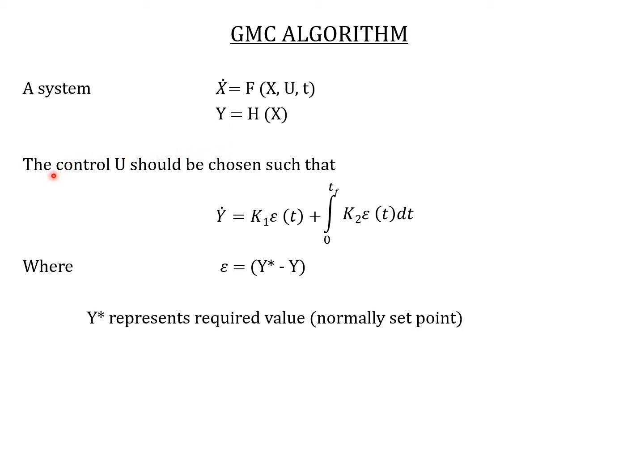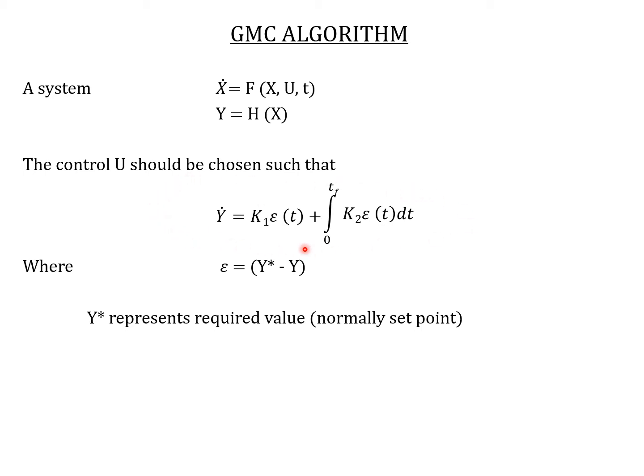So what is happening is that in the GMC algorithm, the control U is chosen such that we follow this formulation. This is the main formulation of the GMC. y dot equals K1 epsilon, where epsilon is the error, plus the integral of K2 epsilon dt. This is the formulation that is the novelty contribution of GMC. It looks close to the PI. It's not a PI, but maybe has some ideas from the PI itself. The tuning has no relationship to the PI controller, but the formulation is slightly close to it, though not exactly.